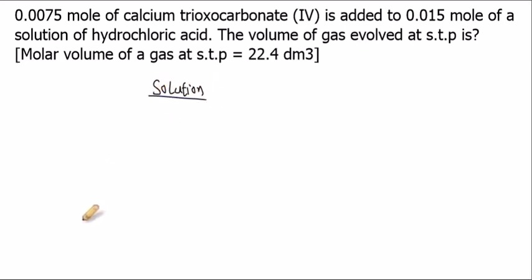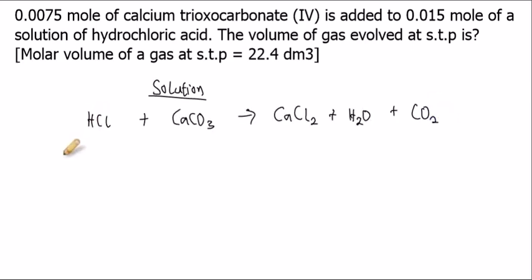The first thing to do here is to write out the chemical equation showing the reaction between calcium trioxocarbonate(IV) and hydrochloric acid. Let's see if we have a balanced chemical equation. The number of atoms of hydrogen here is 1, and on the product side we have 2. So we're adding 2 here to make hydrogen balanced.